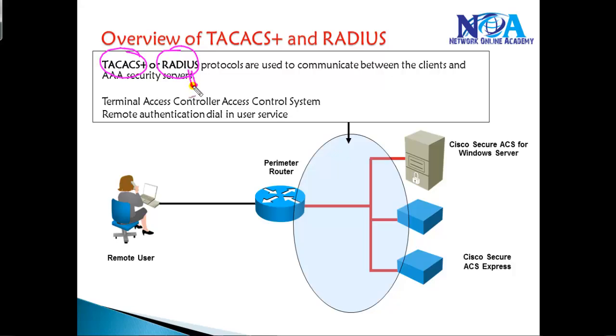Now RADIUS is a standard protocol, whereas TACACS is a Cisco proprietary one. TACACS stands for Terminal Access Controller Access Control System, whereas RADIUS stands for Remote Authentication Dial-In User Service. Now these two are almost the same, but TACACS is somewhat more secure than RADIUS. Depending upon the requirement, we can use any one of these external authentication methods.